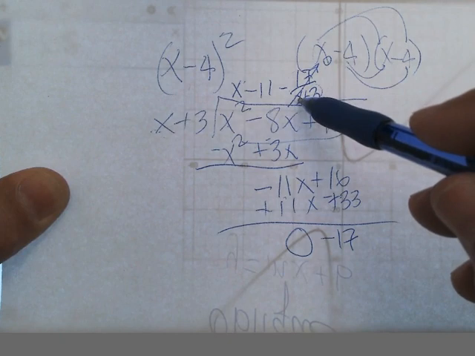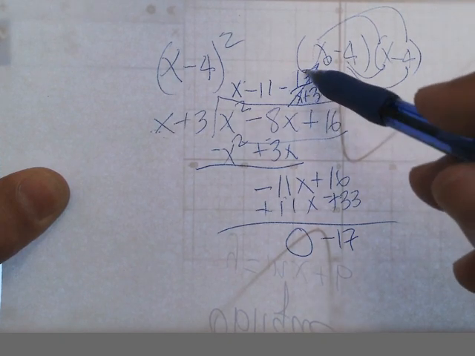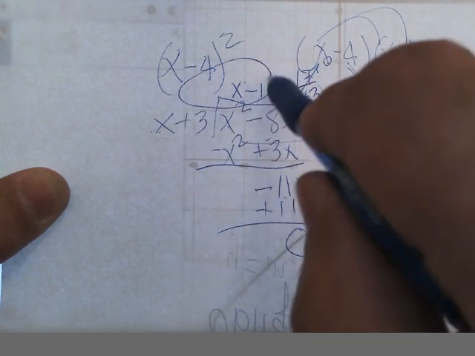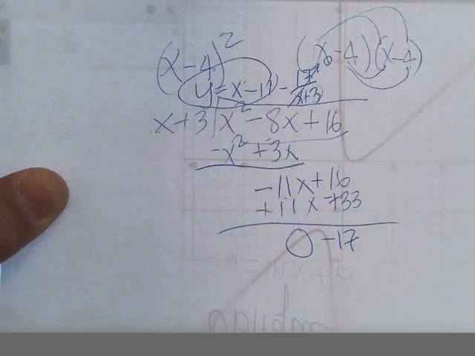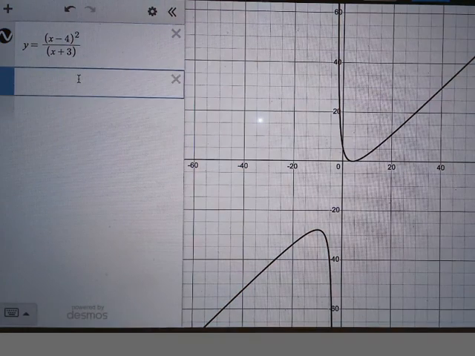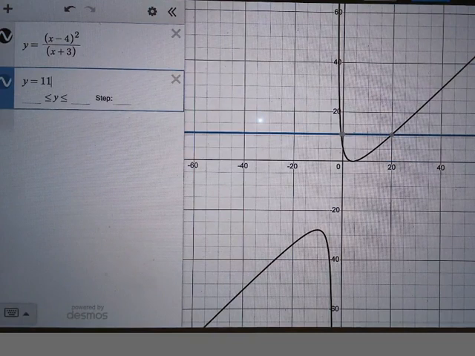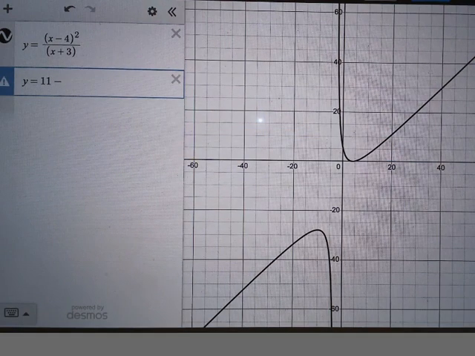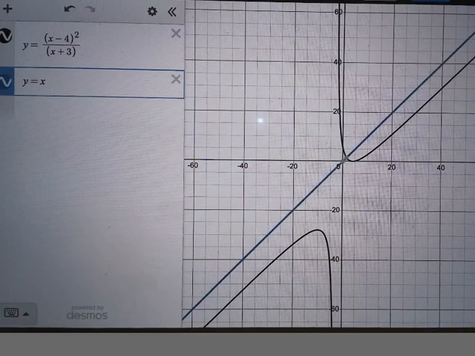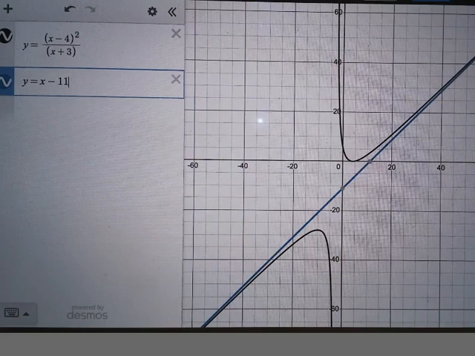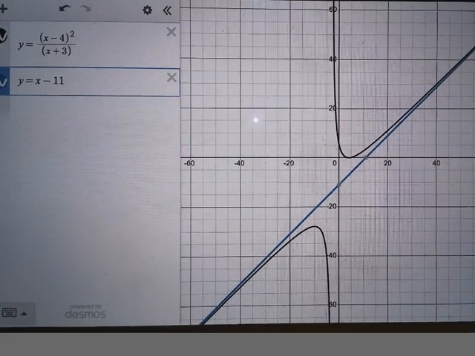If x gets large, x plus 3 gets large, and 17 divided by a large number is close to 0, and so we get just this, y equals x minus 11. Let's go to that. Y equals, excuse me, said it wrong, x minus 11. Do you see how this graph gets closer and closer to that slant or oblique asymptote?